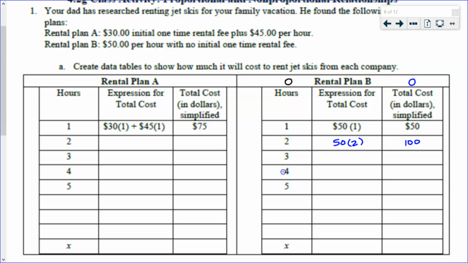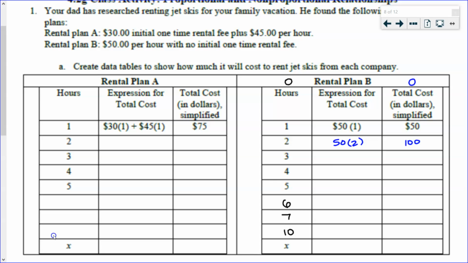Take a second and complete the rest of this table. These blank spaces here are for the numbers 6, 7, and 10. Pause the video until that's done. We'll come back and check our answers.